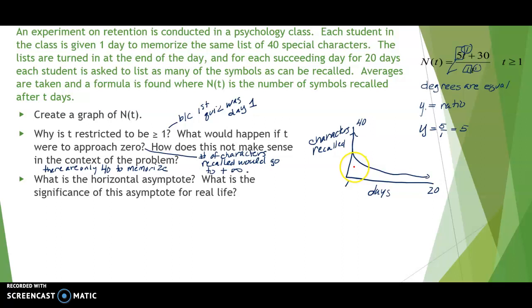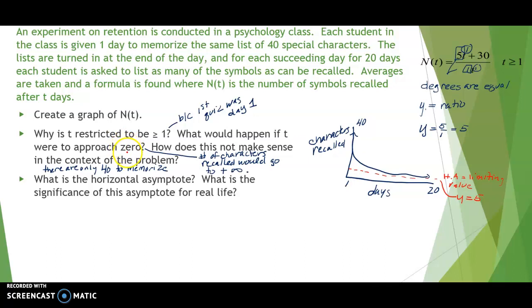I switch colors here so that I can draw this on. So coming across here is our horizontal asymptote or limiting value. And that means that the graph is going to approach this, but it won't cross it. It will just get very, very close to 5. Y equals 5. And so then it asks, what is the significance of this asymptote in real life?